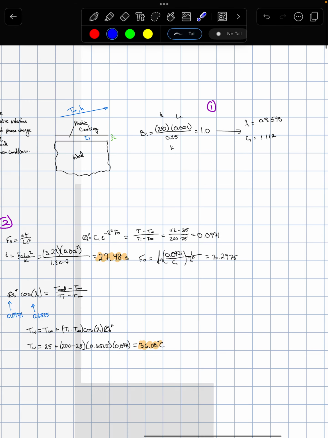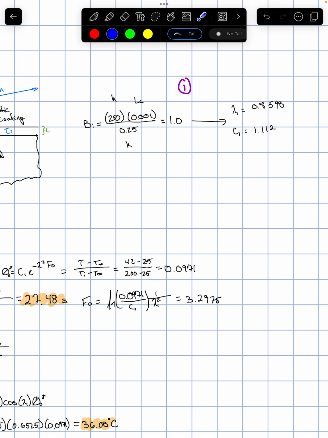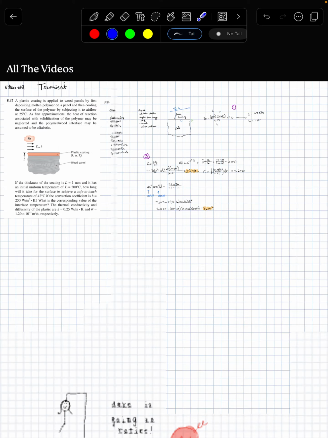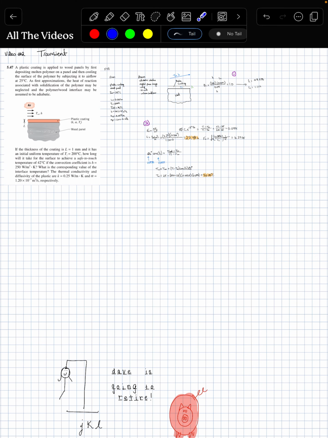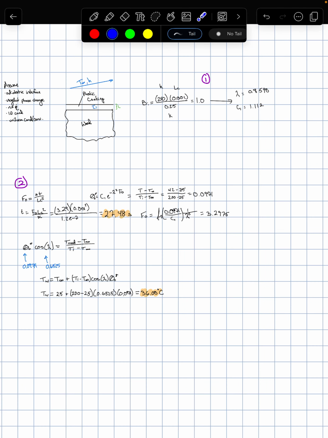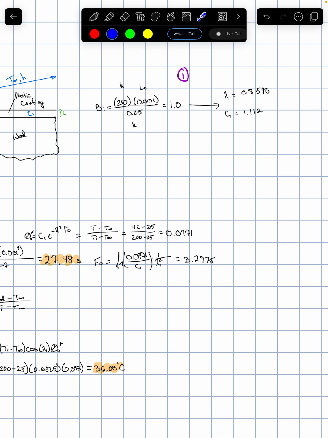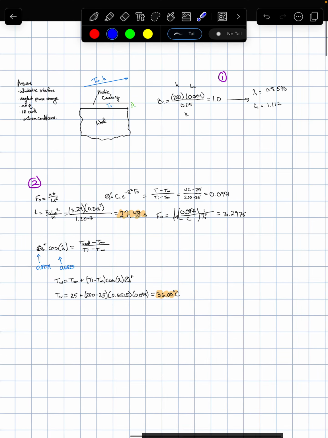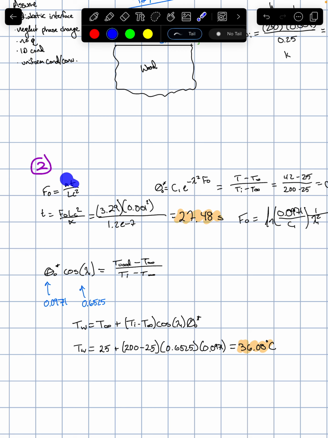So first off, as always, we're going to start out with the Biot number. Just running through the convection coefficient, the length, and the conductivity, we get equal to around 1, or 1 exactly. So using that 1, we can go ahead and go into the book's tables and look up a lambda and C value for which we get those two values. So then running down here, we're going to move on to Fourier's number.